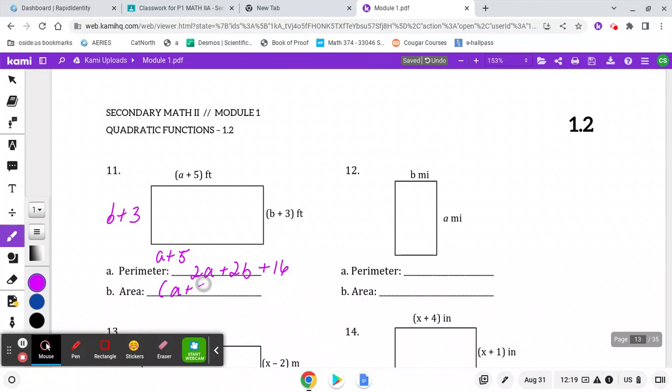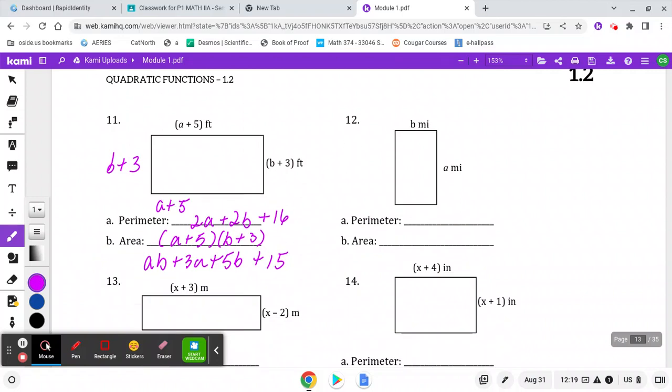Area is a plus 5 times b plus 3. Because again, I haven't taught that yet. If you want to leave it in this format for now, that's fine. But what if I did feel like multiplying this out? ab plus 3a plus 5b plus 15 is the simplified answer.